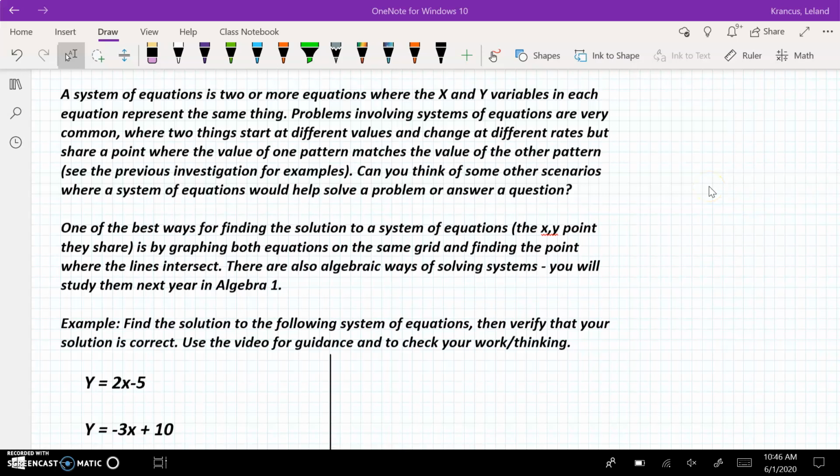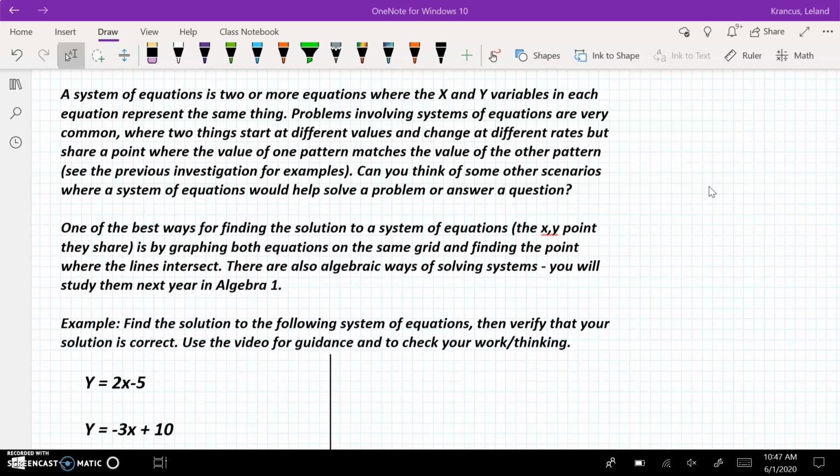So to review the definition of a system of equations, remember a system of equations is where you have two or more equations. We've only been looking at situations in that previous investigation where we just have two equations, but you can have more, where the x and y variables in each equation represent the same thing. So remember, that doesn't mean that x and y mean the same thing as each other. It just means if you have two slope-intercept equations, in both equations, x refers to the same thing.